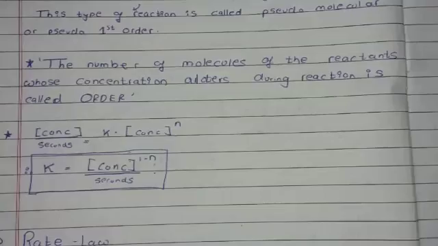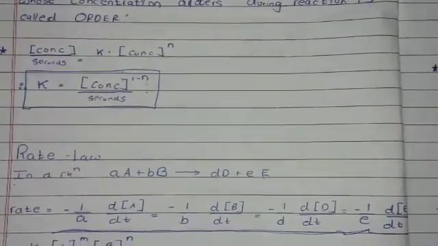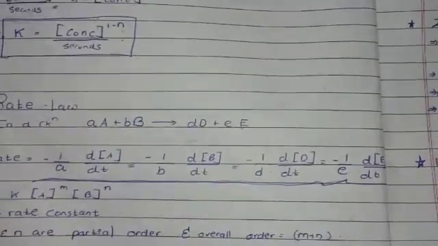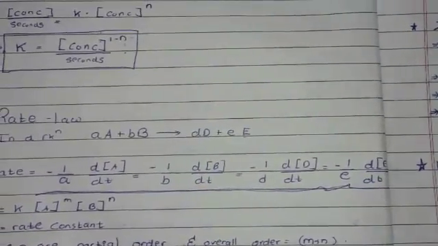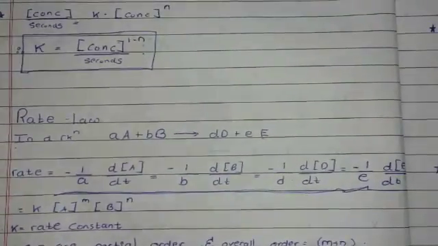Now what about rate law? In any reaction where a moles of A plus b moles of B gives us d moles of D plus e moles of E, forget about C. So what is rate?